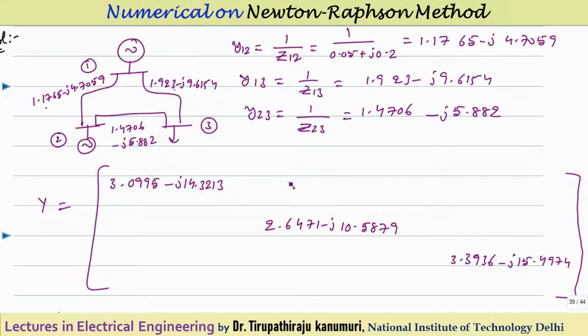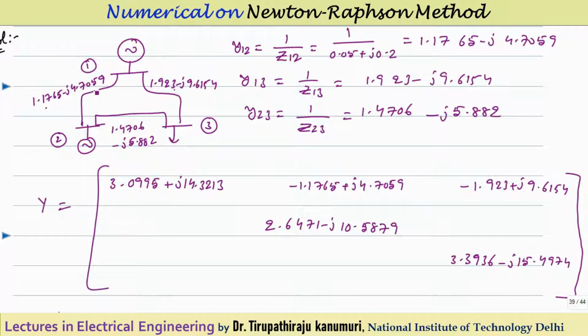Once the diagonal elements are obtained, we have to calculate the non-diagonal elements. Non-diagonal elements means this will be Y12. What is Y12? Between 1 and 2 what is connected, take it with the negative sign. We have to take minus Y12. The negative sign means this will become minus 1.1765 plus j4.7059. Similarly between 1 and 3 what is connected? This is connected, minus 1.923 minus j, minus into minus becomes plus j9.6154. Here also we have to take the opposite sign. So this will be the answer.